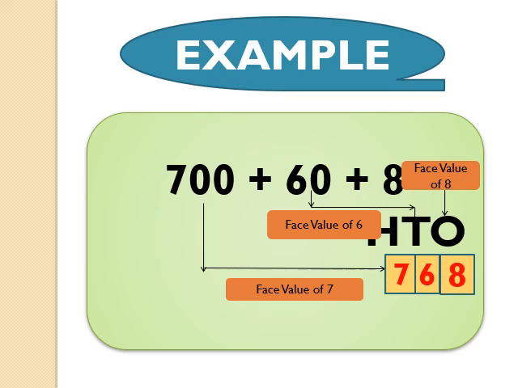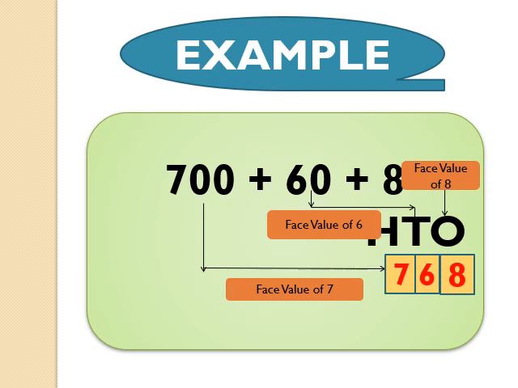Here we have to write the short form, or you can say the total value of a number. We have been provided with the expanded form, that is 700 plus 60 plus 8. Now we have to frame the number. How can we frame it? We will write the face value of every digit and thus we'll get the total value of our number.